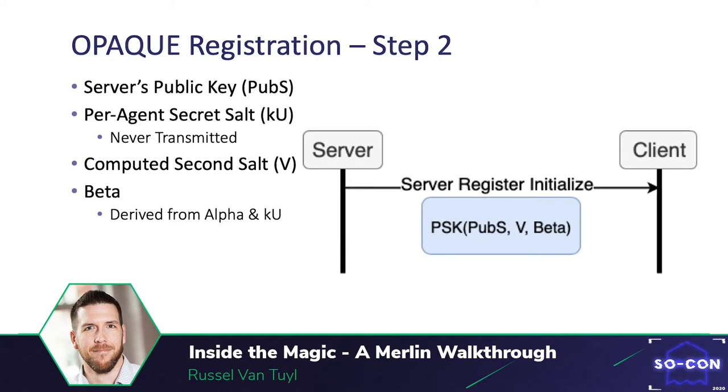This key, KU, is used to compute salt 2, also known as V in this diagram. You can think of salt 2 like a public key to the private key, KU. What the server does is it also generates beta, which is derived from both the alpha the client sent and the secret salt. The server sends back to the client the server's public key, V, and beta.